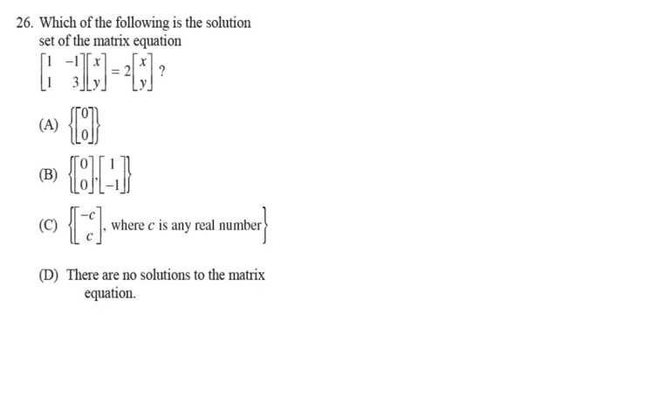In problem number 26, we have an issue of matrix multiplication, and we have a matrix equation actually. It says, which of the following is a solution set of the matrix equation? Then we have the matrix [1, -1; 1, 3] times [x; y]. Now those two matrices next to each other means that we have to multiply them. But before we can do matrix multiplication, we have to verify a few things.